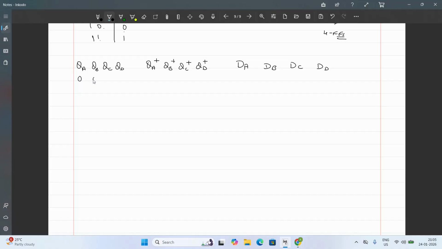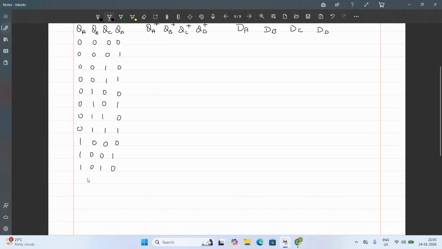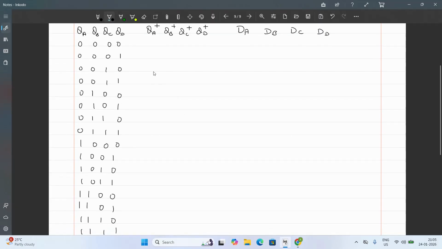So in the present state, you mention all the 16 combinations in proper order. Just like how we have done for 8 combinations. No, this is now 16 combinations. 0, 1, 2, 3, 4, 5, 6, 7, then comes 8, 9, 10, 11, 12, 13, 14, and 15. Okay.